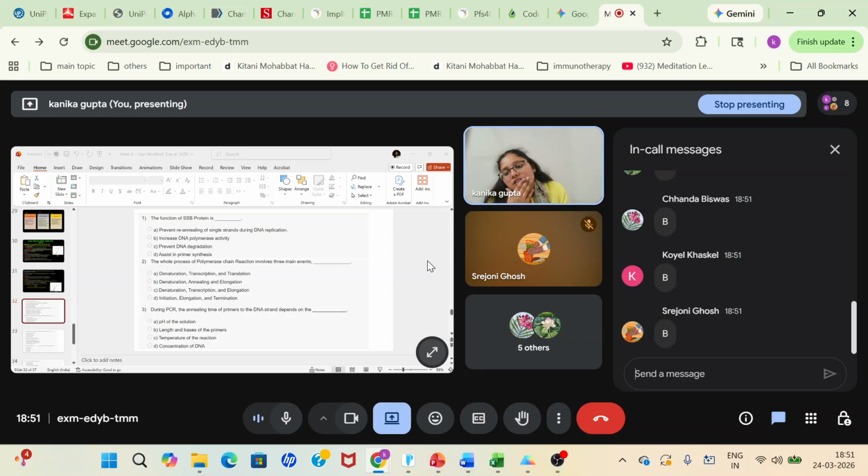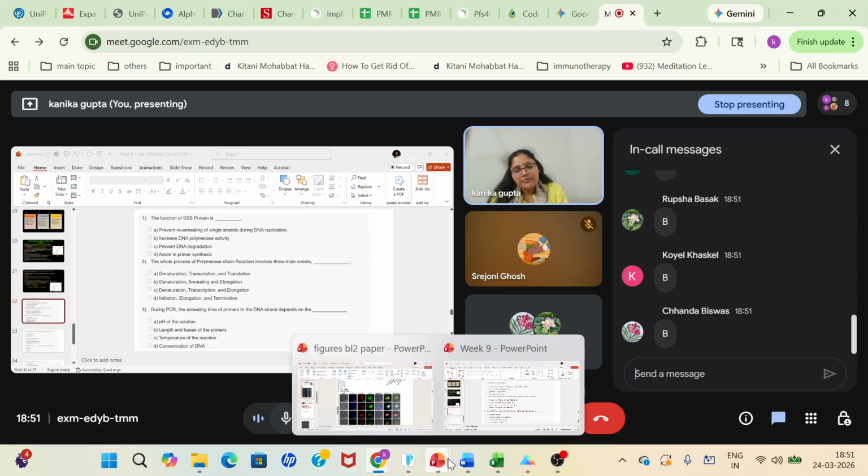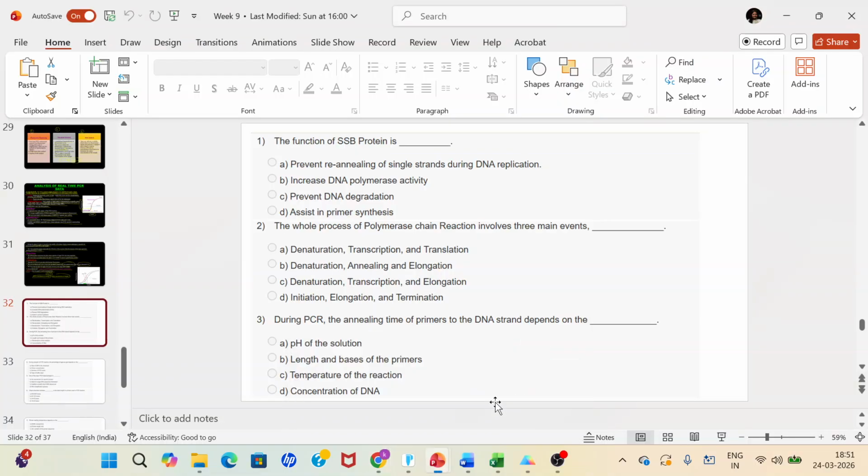Yes, it is denaturation, annealing and elongation. ठीक है. Next question is, during the PCR, the annealing time of primers to the DNA strand depends upon what? We discussed that there are two factors involved. What are those factors? Yes, it is the length and the basis of the primers. ठीक है? The GC content, the AT content. That is all. ठीक है?